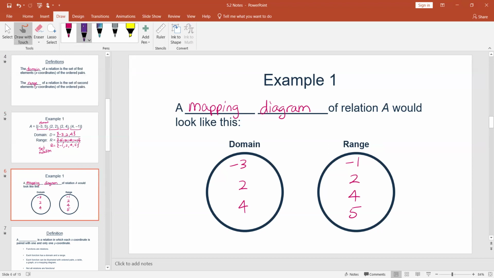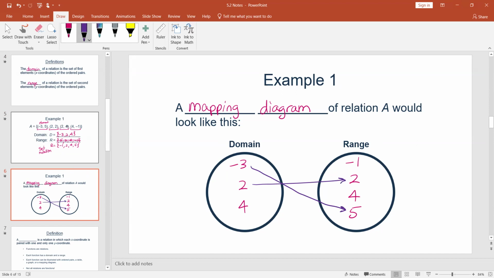Okay, go back to your ordered pairs. Your first ordered pair was -3, 5. So draw an arrow from the -3 to your 5. Then we go to the second ordered pair. Our domain was 2, and the range was 2. So the x coordinate was 2, and the y coordinate was 2. So we just draw a line from the 2 to the 2.